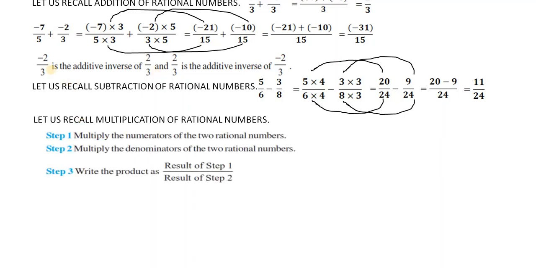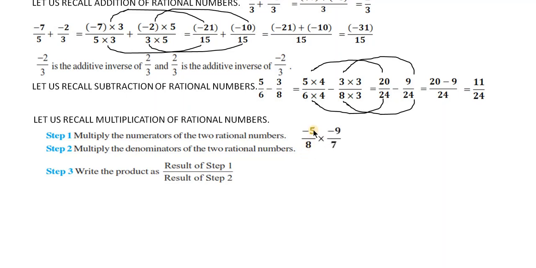So now, in multiplication, the steps are: multiply the numerators of the two rational numbers, multiply the denominators of the two rational numbers, and write the product. Result of step 1 over result of step 2. This is applicable here, but with rational numbers you will have to consider the signs also. There is a sign of the rational numbers also. So it is understood here. This has not been explicitly written. I will come up with an example and tell you.